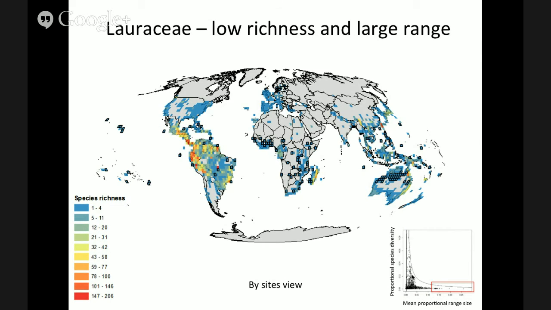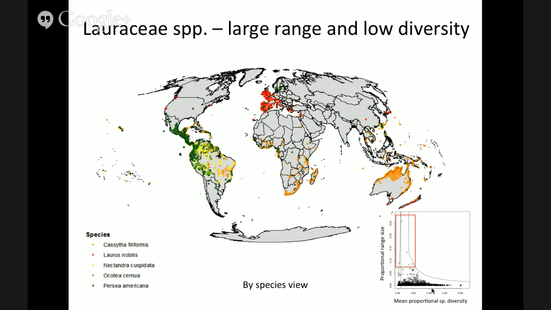Now, if we change our view to this slide, I'm highlighting in black cells what corresponds to very widespread species on average that are in general very species poor. But these sites may be important because they contain species that are widely distributed, and the potential of beetles to arrive there, infect, and spread out from those systems to other forest ecosystems may be very important. Now, this is the view by species of some of the Lauraceae species that are selected.